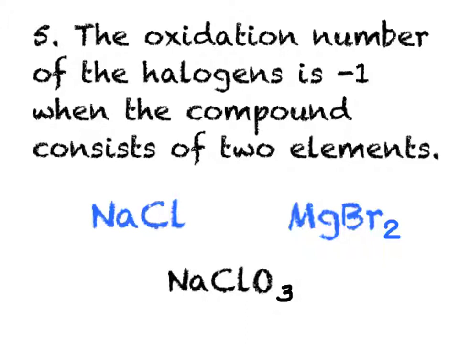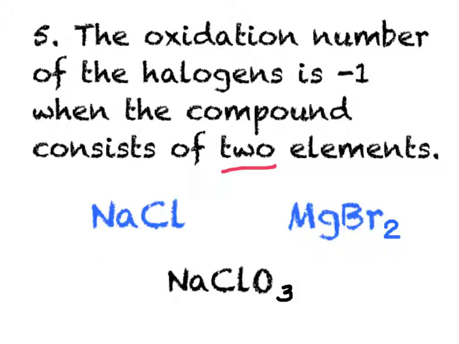Because the halogens are in group 7 and have a charge of minus 1, we would expect their oxidation number to be minus 1, as rule number 5 mentions, but it's got an extra little bit about it. It says that the oxidation number of the halogens is minus 1 when the compound consists of 2 elements only. So, for example, looking at sodium chloride, where there's only sodium and only chlorine, the chloride is going to have an oxidation number of minus 1.